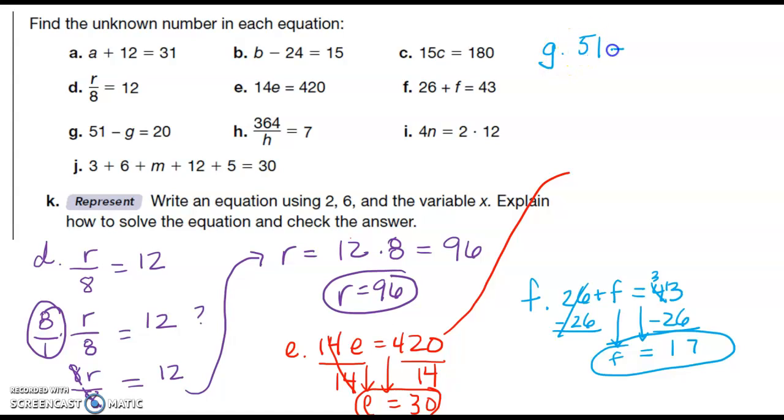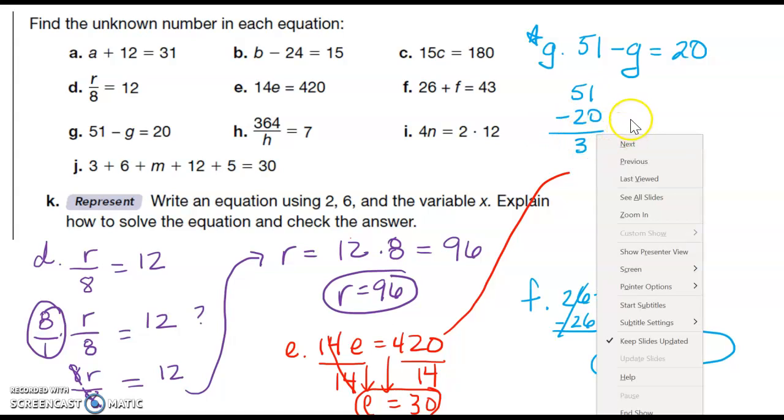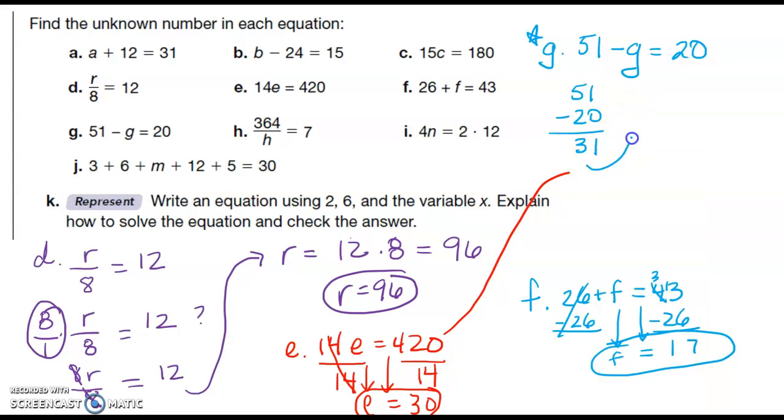G is 51 minus G is equal to 20. So currently, this is a difficult one. I'm going to put a little star by it. You could do that too. I am subtracting something from 51 that equals 20. So what I actually have to do is take 51 minus 20, and I get 31. And that's the number that goes here.